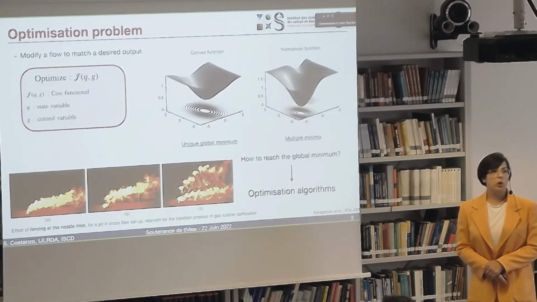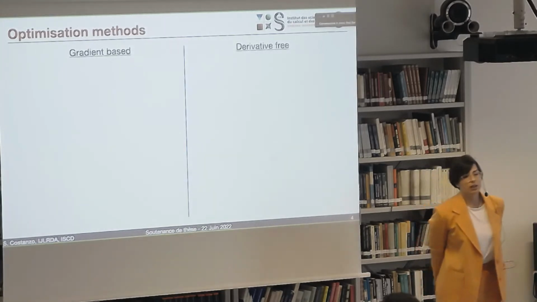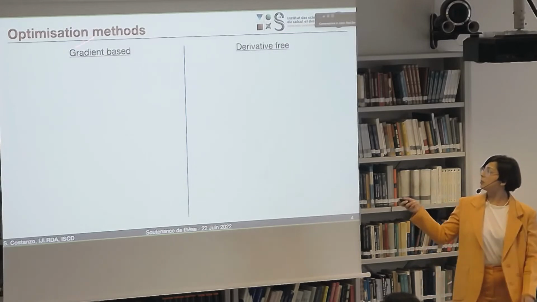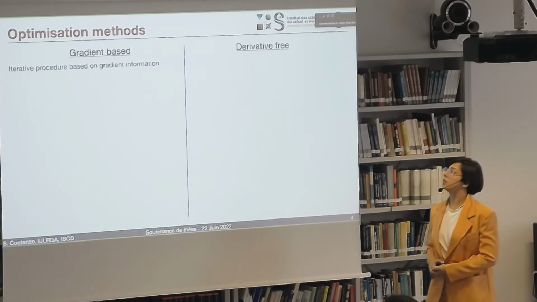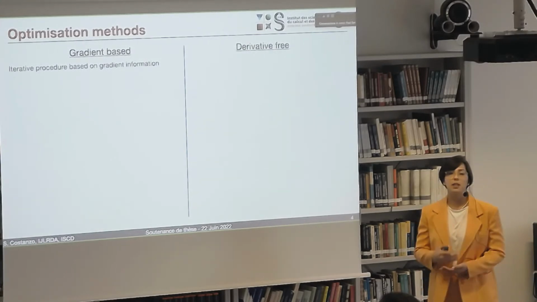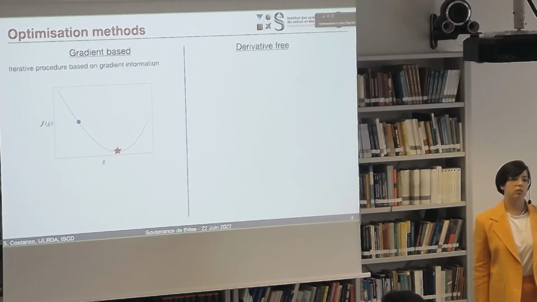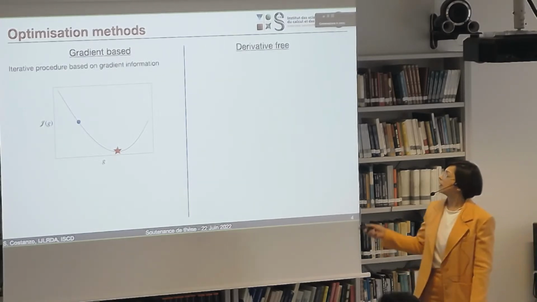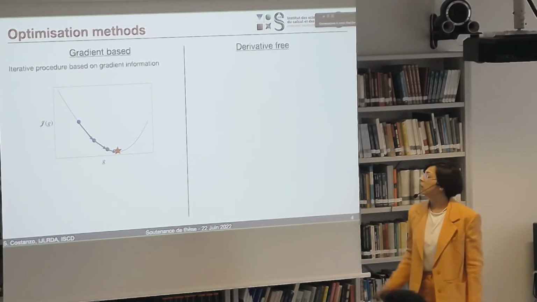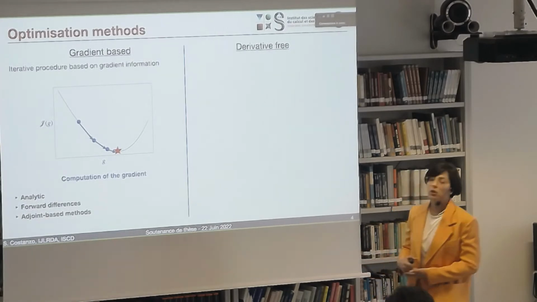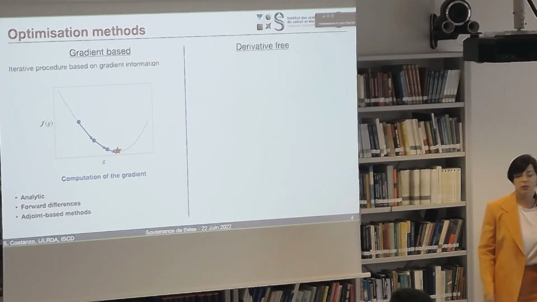For doing this, we use optimization algorithms. Optimization algorithms are divided into two big categories: gradient-based and derivative-free methods. As the name says, gradient-based optimization algorithms are based on the knowledge of the gradient. We start from an initial solution, then we compute the gradient, and iteratively we move towards the optimum. The gradient can be computed in different ways: analytically, using forward differences, or adjoint-based methods.